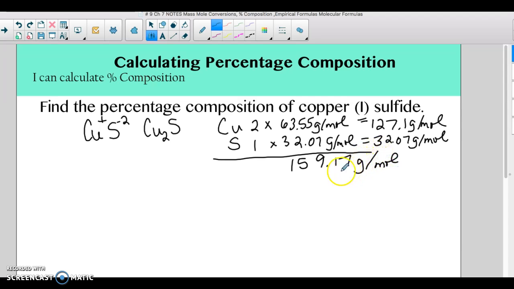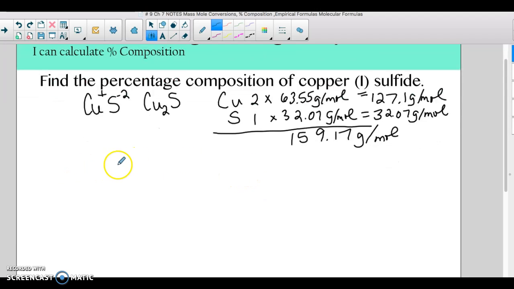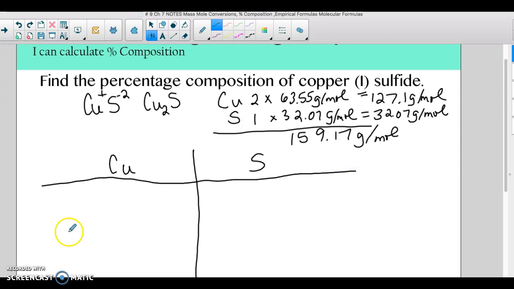So then what I do is I make a table and I put the elements that I'm going to calculate. You don't have to do it this way, it's just the way my brain works. So if I want to know the percent by mass of copper, I'm going to take this mass here, the total mass of copper in that compound, divided by the total mass or molar mass of the whole compound. So this is the copper, that's the entire compound, and then multiply that by 100. So when I do that, I get 79.9%.